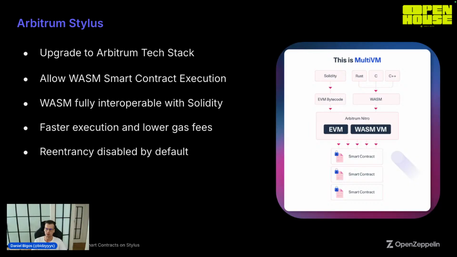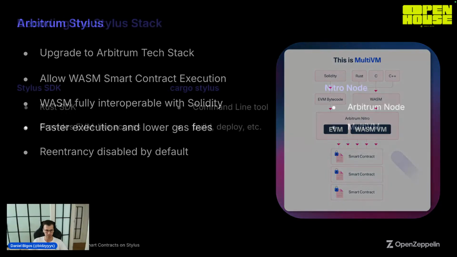Additionally, thanks to Stylus, we have higher security for our projects or protocols, because with Stylus, we have reentrancy disabled by default. In other words, when you build your own Stylus smart contract, you have reentrancy disabled. Of course, if you want to, you can allow reentrancy, but this is not the recommended way unless you really need it.